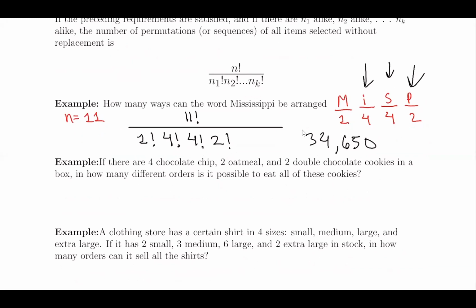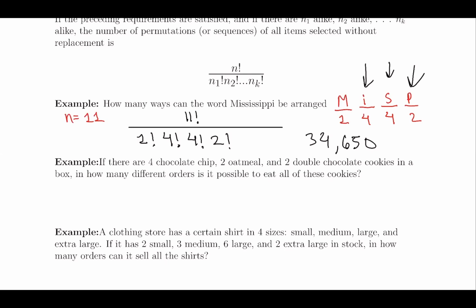So let's do this next example. For this next example, it said if there are 4 chocolate chip, 2 oatmeal, and 2 double chocolate cookies in a box, how many different orders is it possible to eat all of these cookies? So let's try figuring that out. All right, so how many total cookies are there? 8. Perfect.